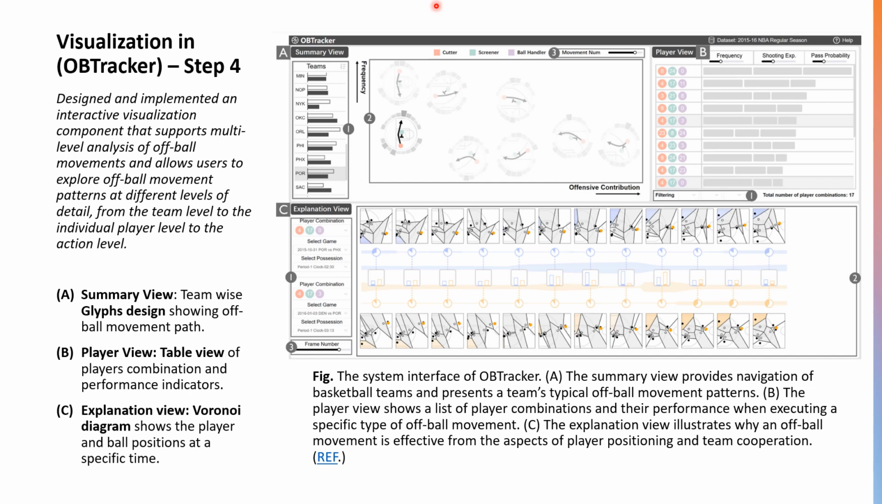The third is the explanation view, which shows the player and ball positions at a specific time using a Voronoi diagram here. Now, this view of OBTracker provides the explanation of a particular off-ball movement and is designed to help coaches and analysts understand how the off-ball movement was executed and how effective it was.